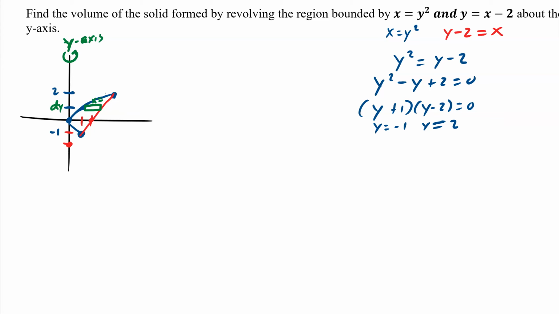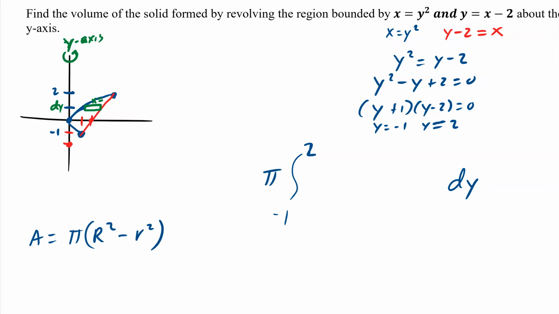So now, looking at that, you already know that your integral is going to go from negative 1 to 2 because that is between your dy. Your dy is between those. So as it transfers from here to here, you can just see that dy moving all the way up here. And so we put a dy here. And then we also know it's got to be a pi here because our area is going to be pi big R squared minus little r squared. So all we need now is our washer.